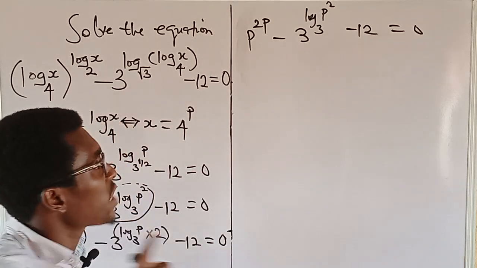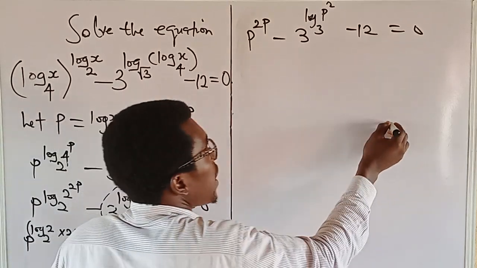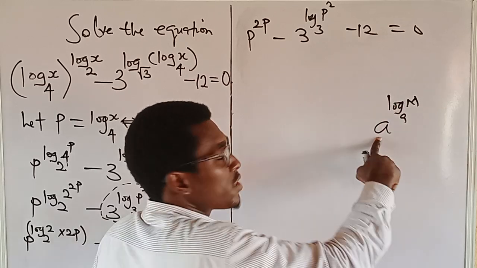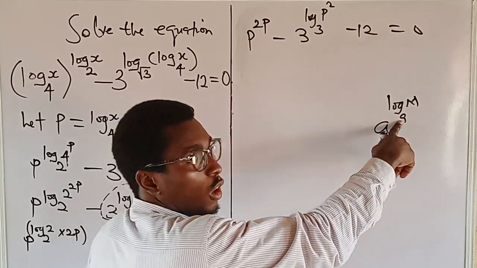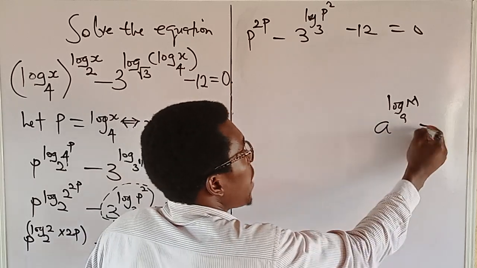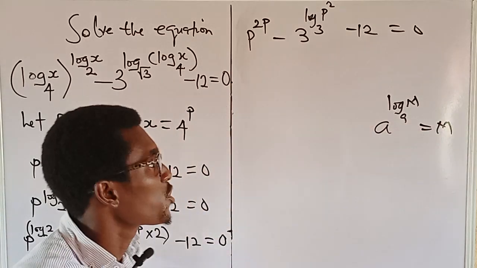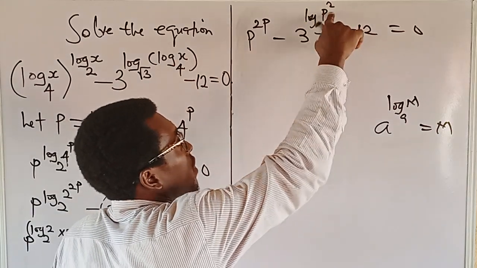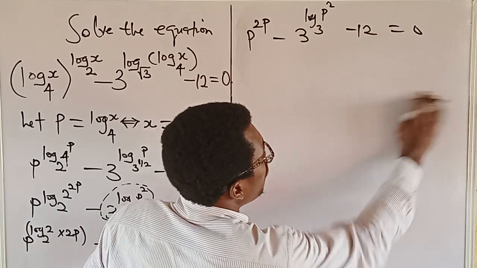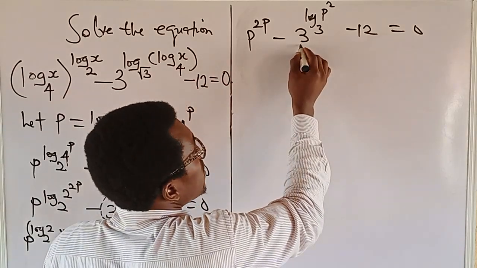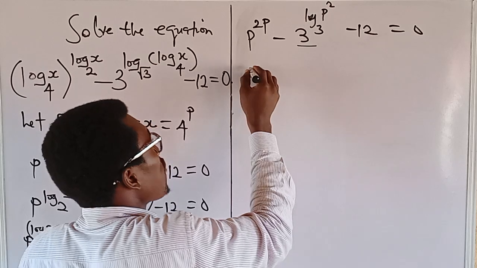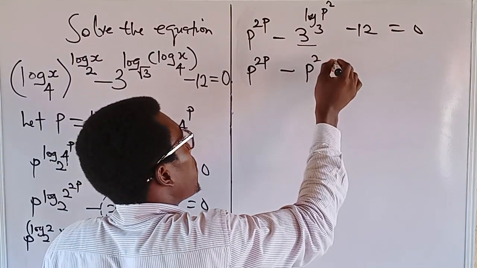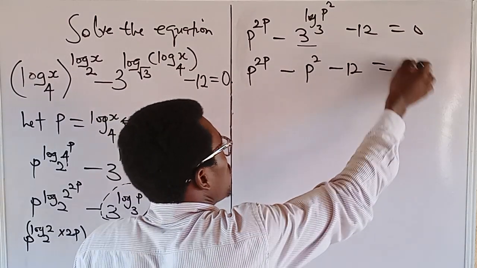Okay, now there is a law of logarithm that says if you have a to the power log to the base a of n, that is, if this ordinary base is the same as the logarithmic base, the result becomes n. Can you see that? So in doing so, it follows that this entire result becomes p squared, all right? So that means in place of this second term, we shall write p squared. So we now have p to the power 2p minus p squared minus 12 equal to 0.